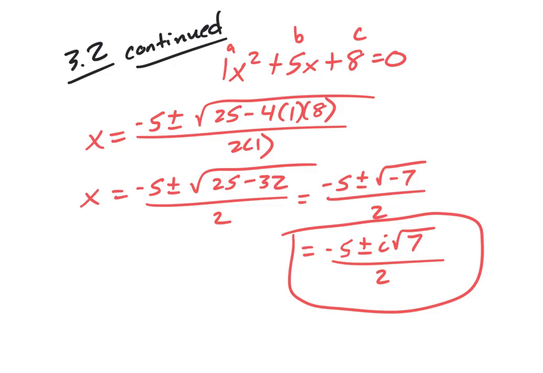You could break it up if you wanted to and do negative 5 halves plus or minus i radical 7. But the plus or minus here is why we have two solutions. Whenever we have an imaginary answer, we're always going to have parity. Once I have one, I always have another, and the plus or minus allows us to get both of those.